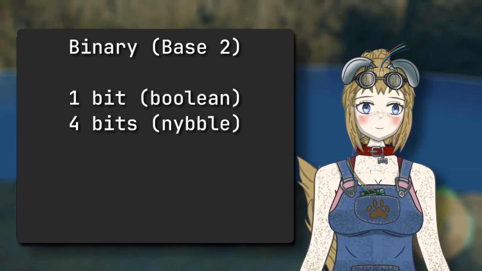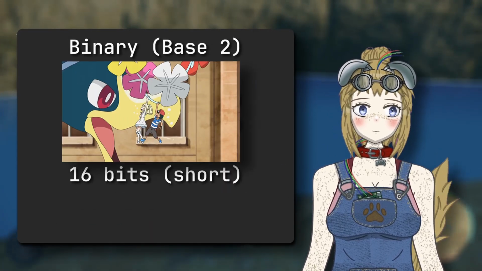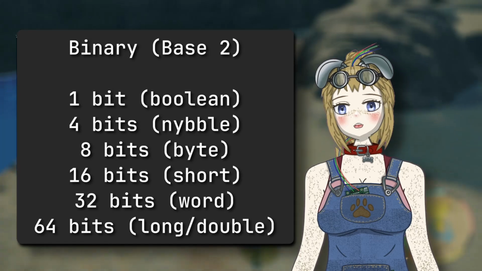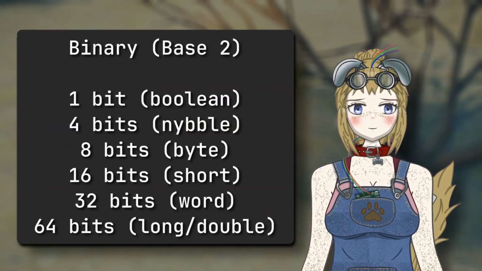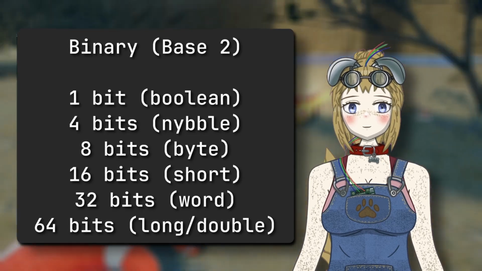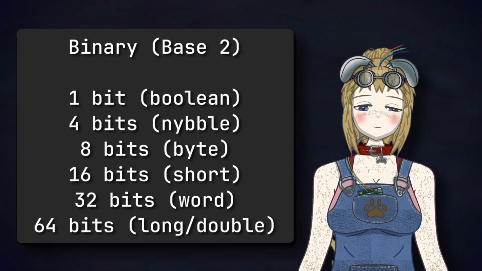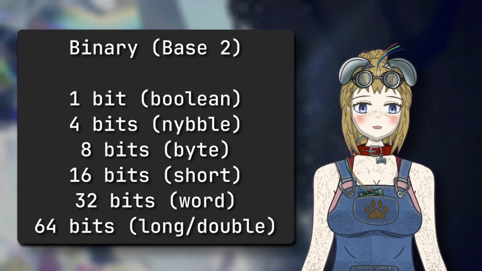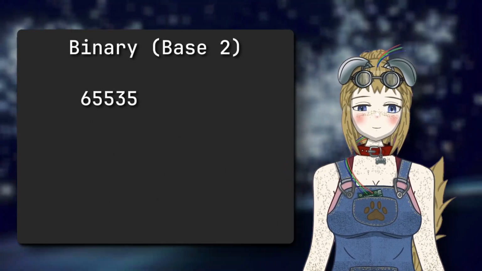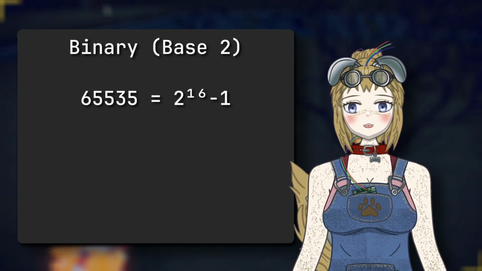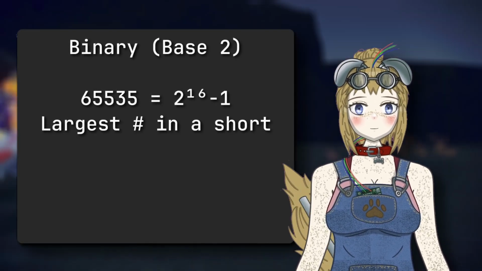Computers like to store data in one of a few sizes. A single bit, 4 bits, called a nibble, 8 bits, called a byte, 16 bits, called a short, 32 bits, called a word, or 64 bits, called a double, or long. Notice anything about the length of these values? They're all powers of 2. This is because computers don't just store values in binary, they also use binary to specify how many bits a value uses. Let's go back to 65535. This value happens to equal 2 to the power of 16 minus 1. That means this is the largest number that can be stored in a short, or 16 bits.